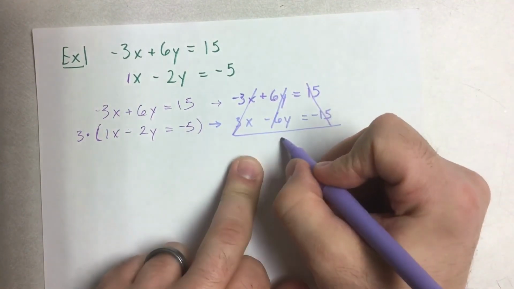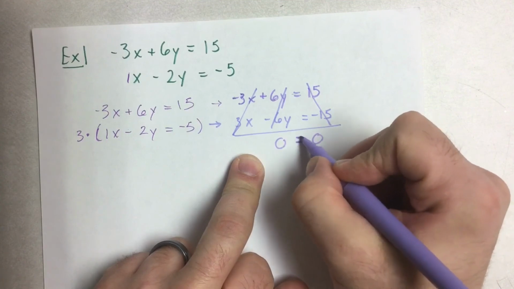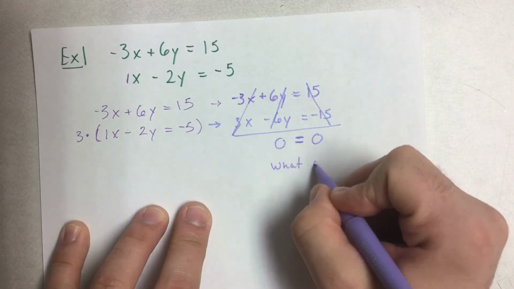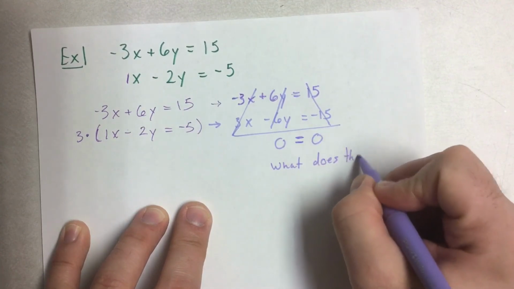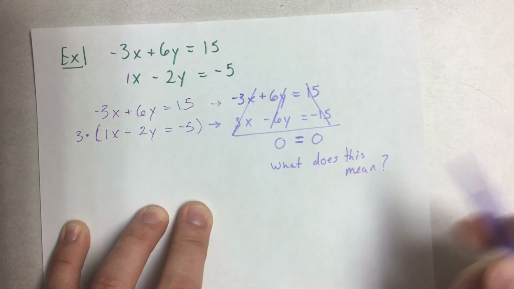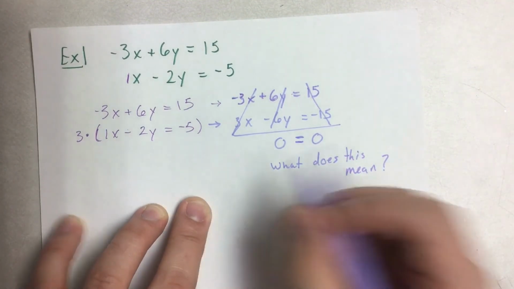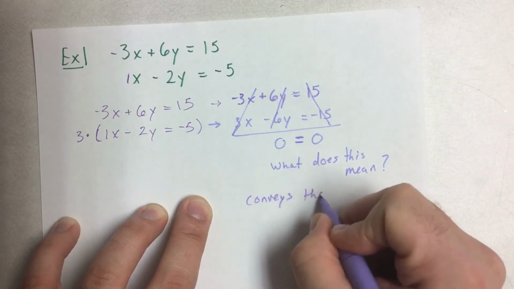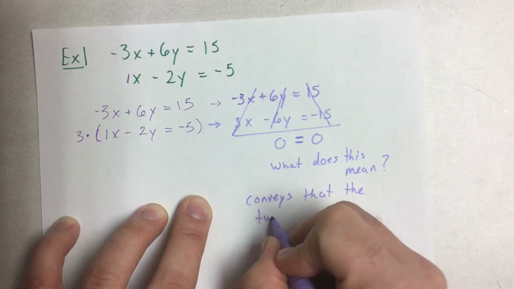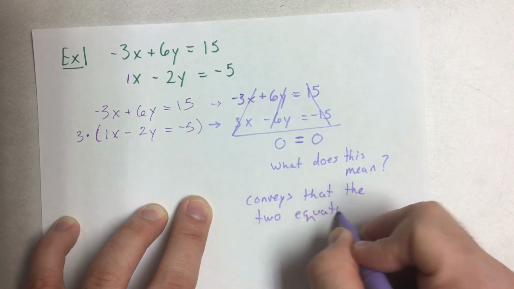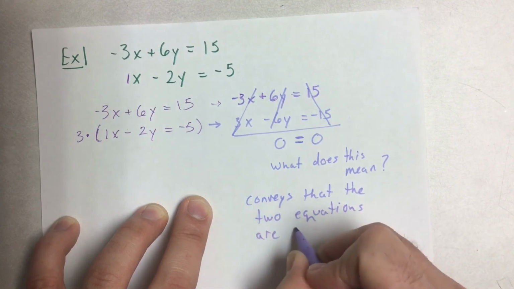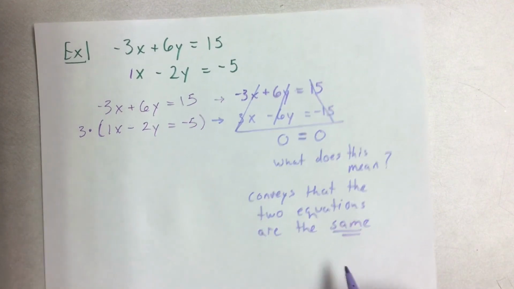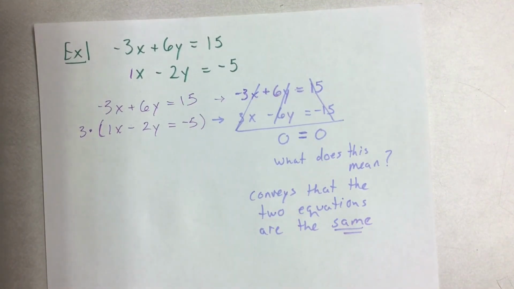So everything cancels. What in the world does this mean? We got 0 equals 0. What this means is that this tells us that the two equations in our system are actually the same exact equation. So if I were to graph these two equations, they would be the same exact graph.